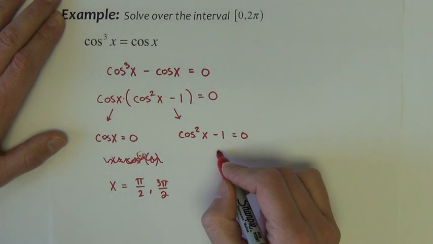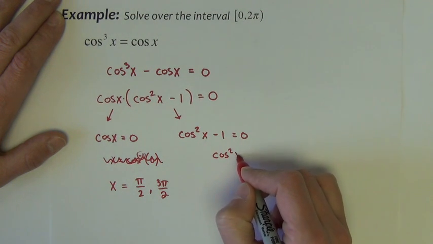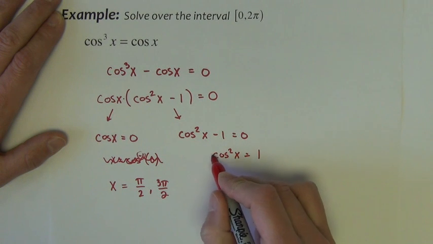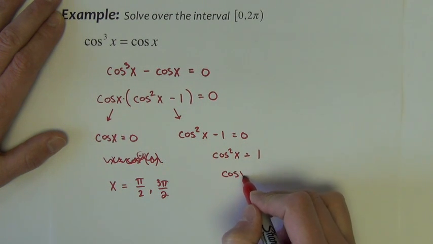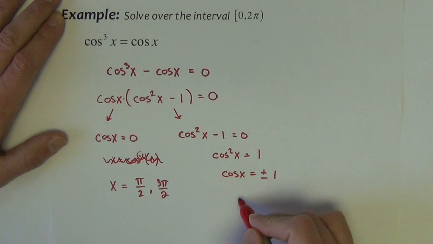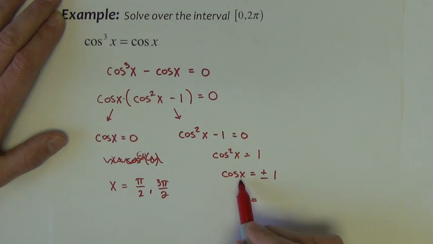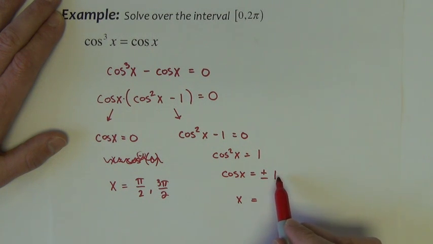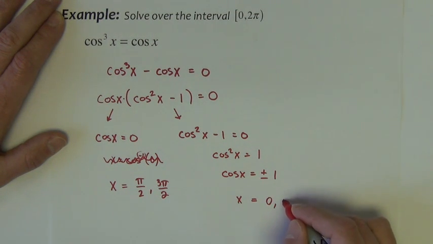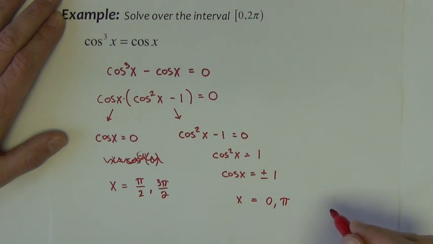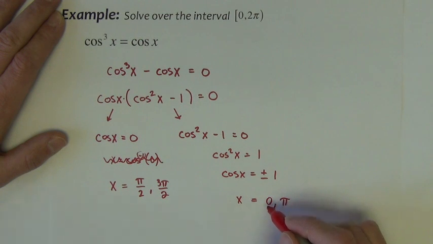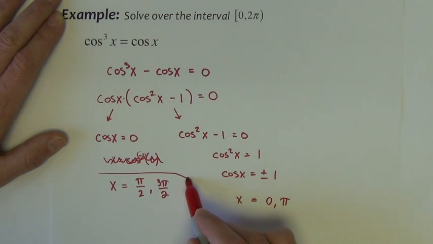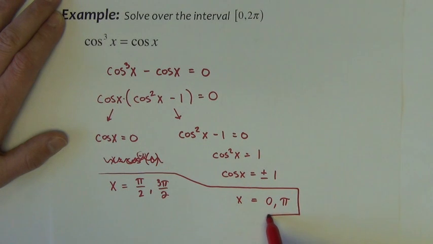Okay, this equation is the same as cosine squared x equals 1. I'm going to take the square root of both sides, so cosine x equals plus and minus 1. So I want to know at which angles x does cosine equal either positive 1 or negative 1. That happens at 0 and pi. It also happens at 2 pi, but since 2 pi is the exact same spot on the circle as 0, I'm not going to list it twice. So my answers are all of these.